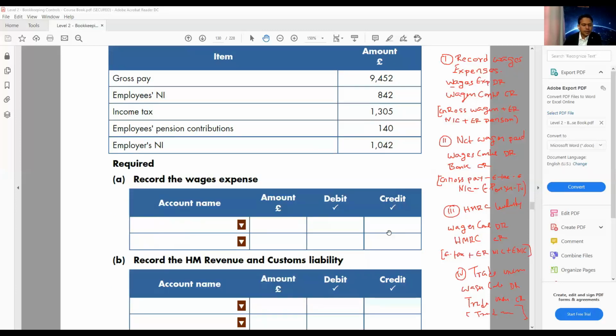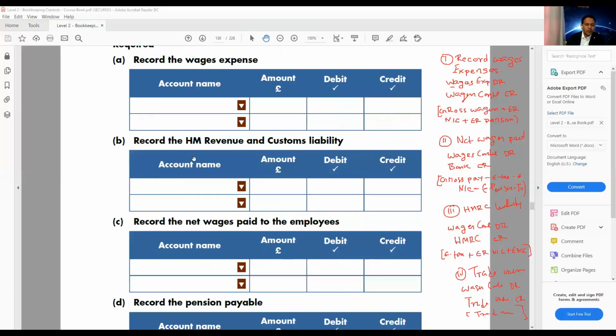All right, let's move to the next one now. The next one we have is to record the HMRC liability. We know the journal for that. So let's say what is the journal first. What is the journal for HMRC liability? On number 3, we can see HMRC liability. The journal is wages control debit and HMRC credit.